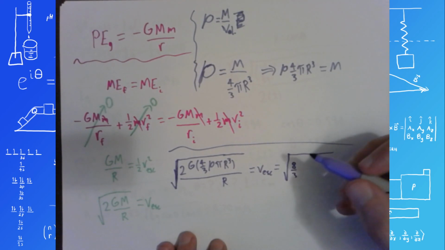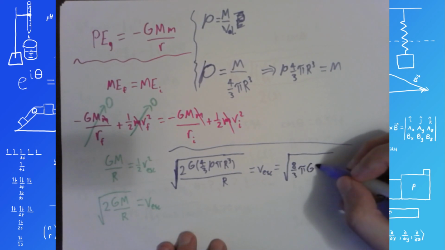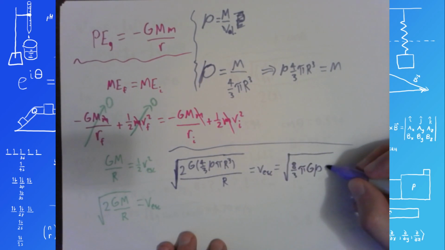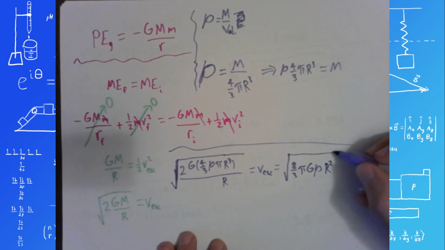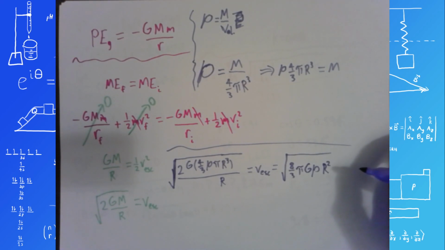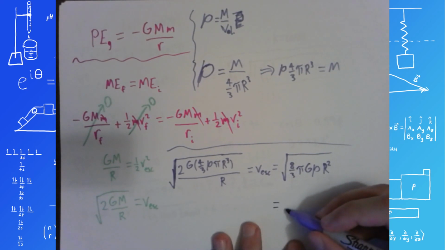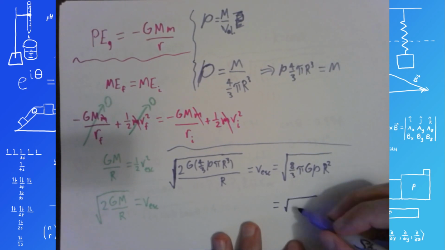8/3 pi big G rho, and then r cubed over r becomes r squared. And the square root of r squared is just r. And that's what they were looking for, right? Yeah. Square root of r squared is just r, so escape velocity is equal to the square root of a bunch of constants times r, is what it boils down to.